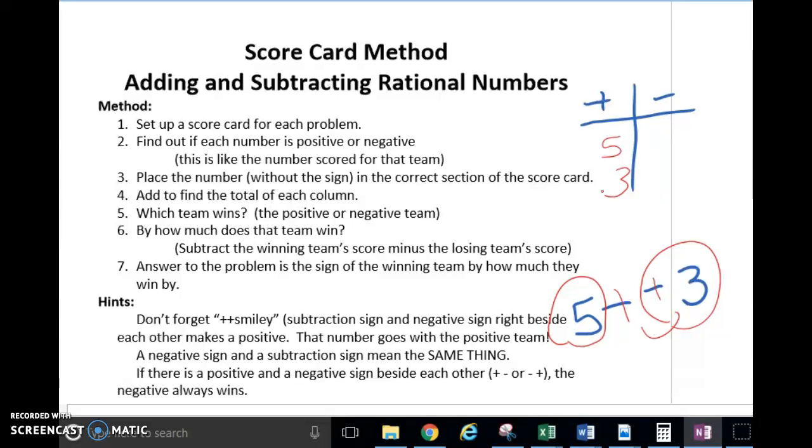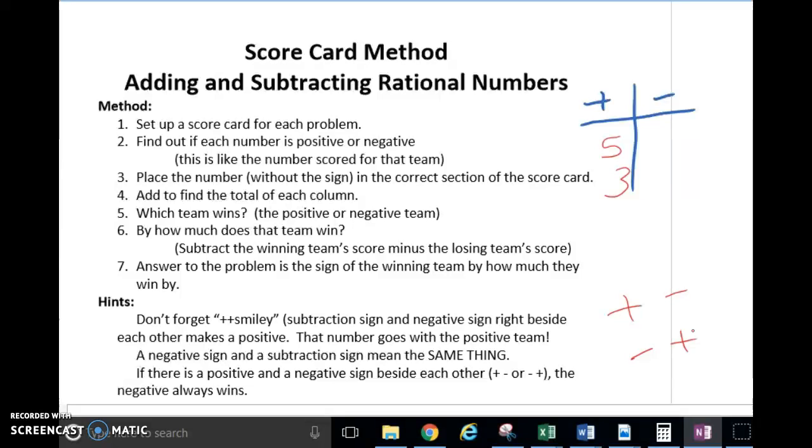A negative sign and a subtraction sign are going to mean exactly the same thing. And if there is a positive sign and a negative sign right next to each other in either order, then the positive one is going to lose and the negative one is going to win. So that one is going to become a minus, or this one is going to become a minus. Okay, so let's go ahead and try some.